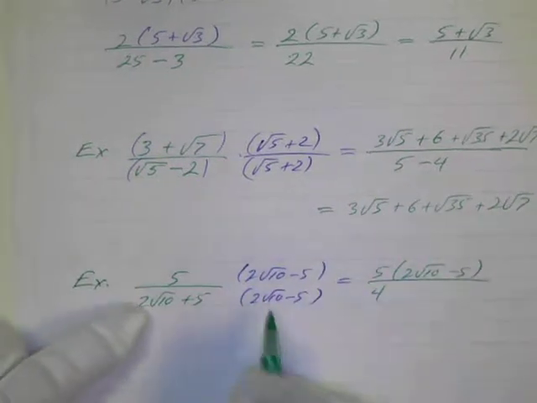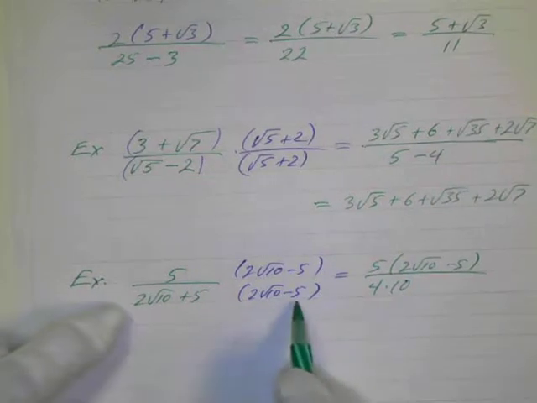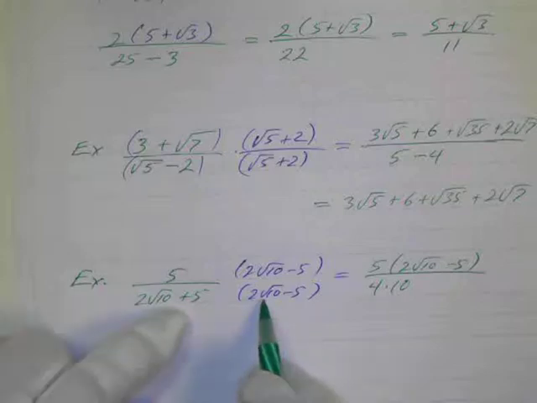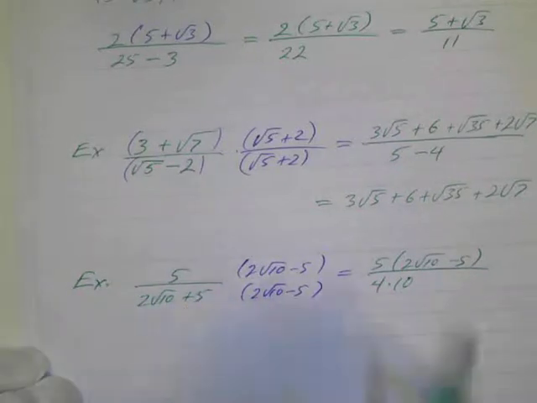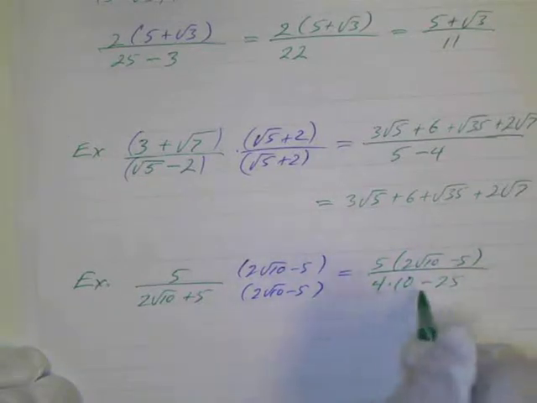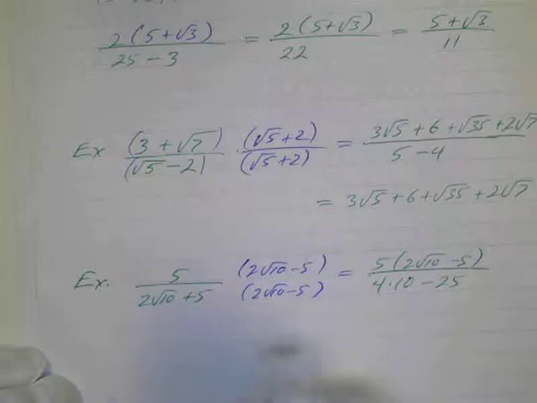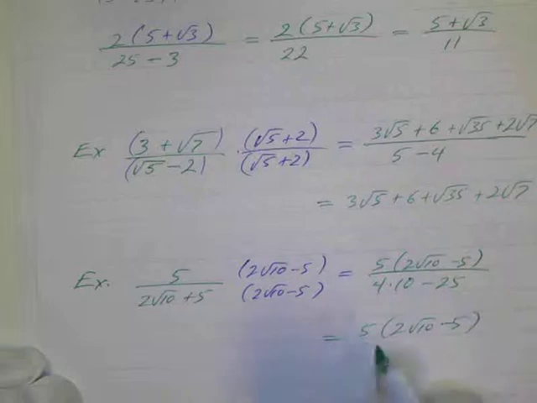And the square root of 10 times the square root of 10 is just 10. And then again, this is going to be negative 10 times the square root of 10 plus 10 times the square root of 10, so they will always zero out. And then a positive 5 times a negative 5 is a negative 25. And this is just 40, so that's 15, so we have this equals 5 times 2 times the square root of 10 minus 5 in the top.